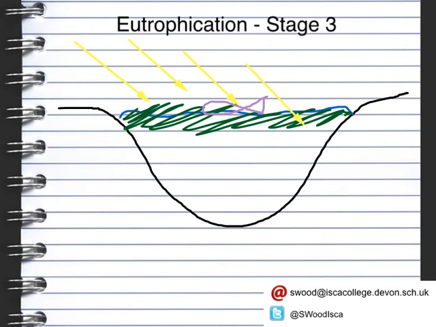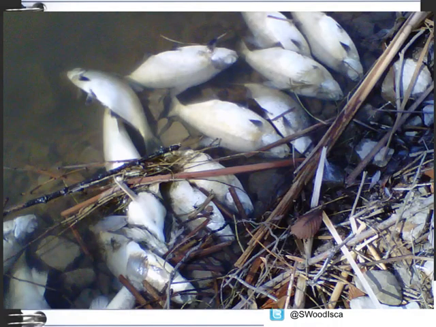Now, this means that we've got all the oxygen removed by the bacteria needed for the decay at the bottom here. So all this bacteria here is decomposing aerobically, which means we get no oxygen and we can't support any of the aquatic life in the bottom of the water here. So all the plants are dead, all the fish are dead, and we can no longer support any life here. And sadly, we end up with situations that look like this.